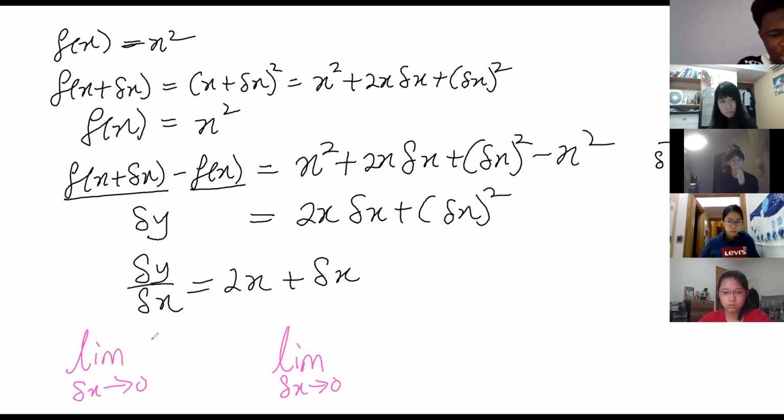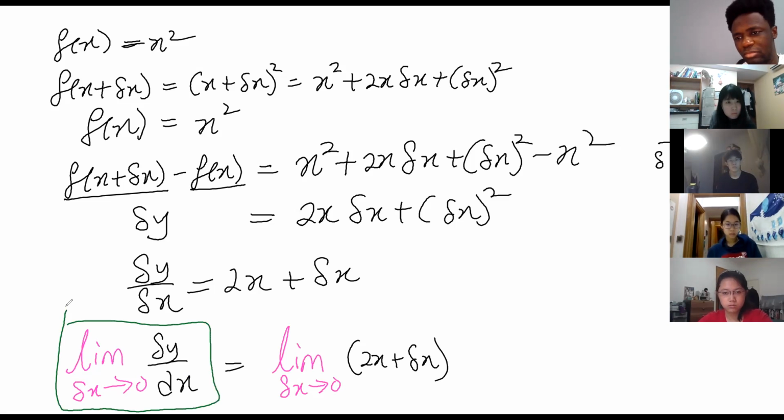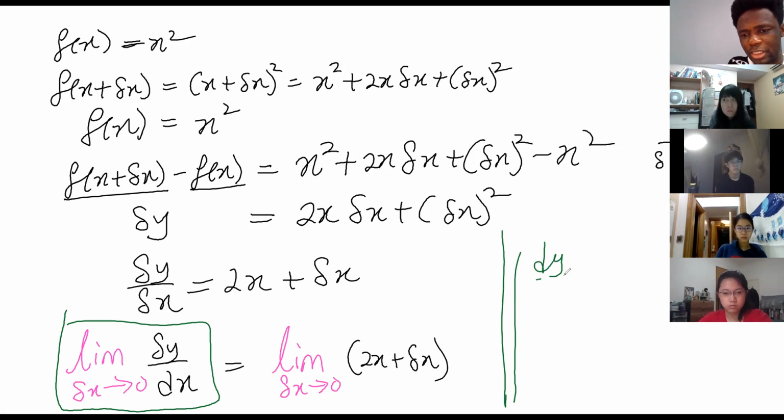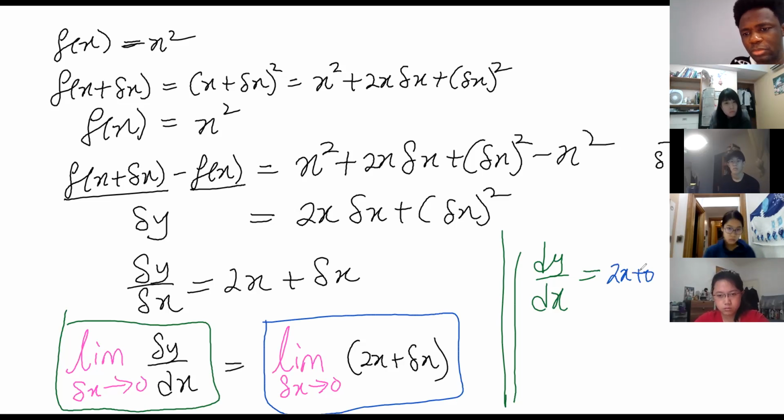Okay? On this side, I have delta y over delta x. On this side, I have 2x plus delta x. All right? And by what you have seen, this whole thing here is dy dx from that Leibniz notation that I showed you. So this is dy dx on the left. Are you with me? And on the right-hand side, this whole thing is just normal limit evaluation, which is 2x plus 0, and that is 2x.